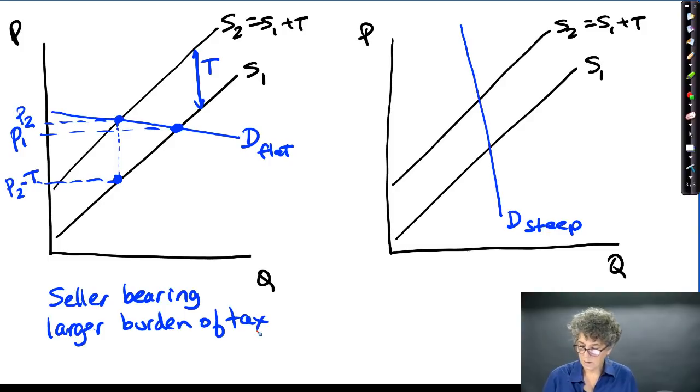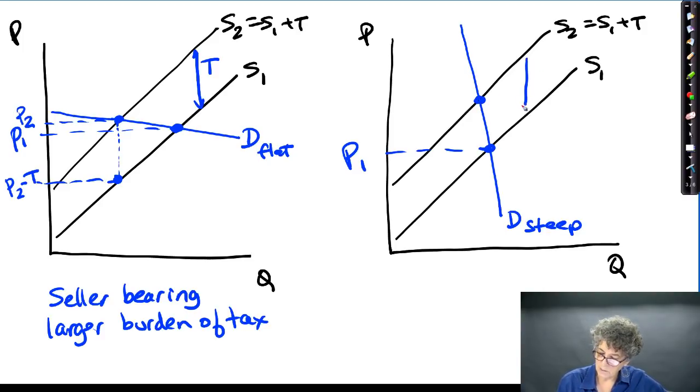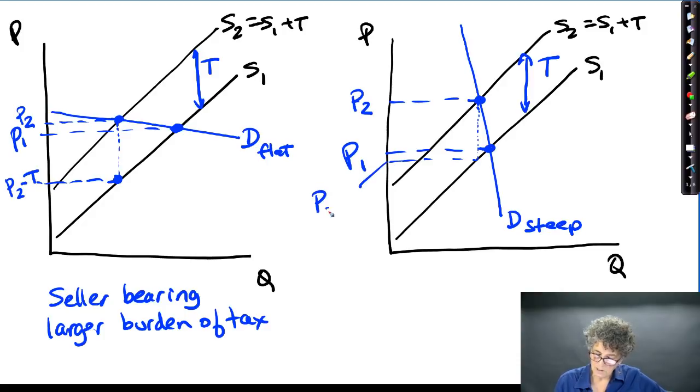Now let's look at the right-hand one. When the demand curve is relatively steep, the original price is P1, where the demand curve intersects the supply curve S1. As a result of the tax, which remember is shifting that supply curve by an amount equal to the tax, the price rises to P2. I need to find the amount that's retained by the seller, so I start from that price P2 and drop down by the amount of the tax, which is the distance between these two lines, and that gives me P2 minus the tax.